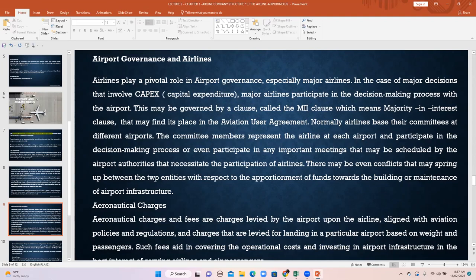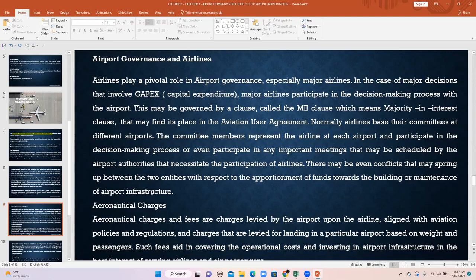Normally, airlines base their committees at different airports. They have committees at different airports, and these committee members represent the airline at each airport and participate in the decision-making process or even participate in any important meetings that may be scheduled by the airport authorities that necessitate the participation of airlines.